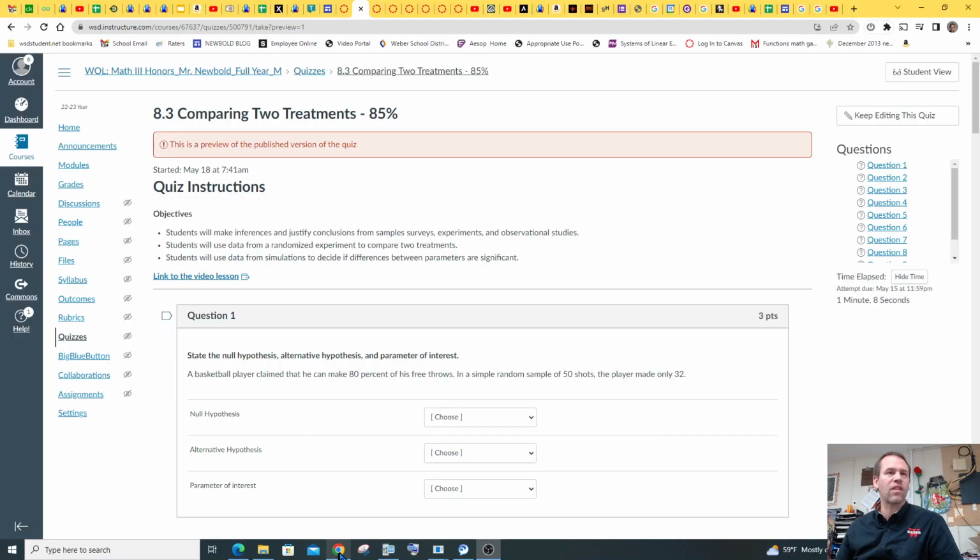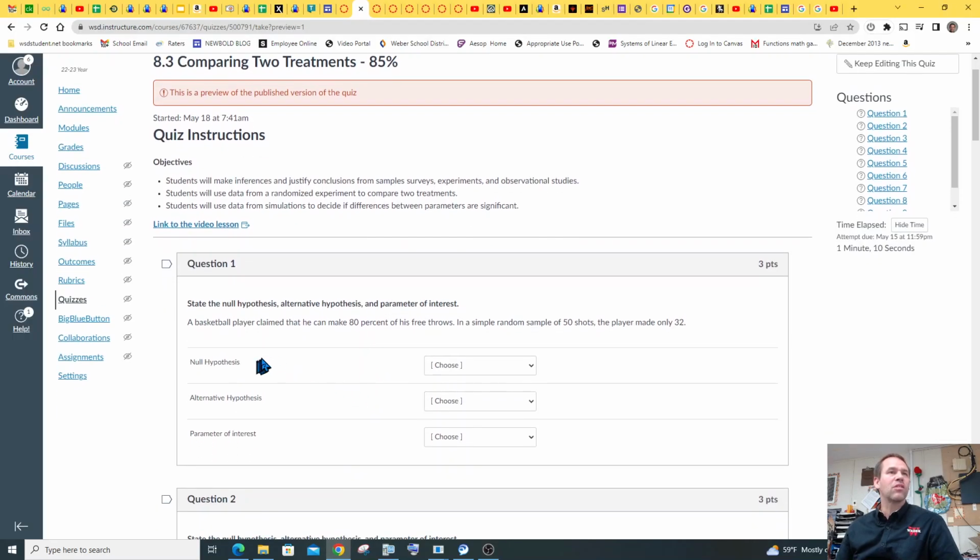You're almost there. So in this lesson, we've been learning about stating the null hypothesis, the alternative hypothesis, and the parameter of interest. So this is kind of the tail end. Important part about statistics is that we can accept a claim or reject a claim. Maybe not accept a claim, but fail to reject a claim.